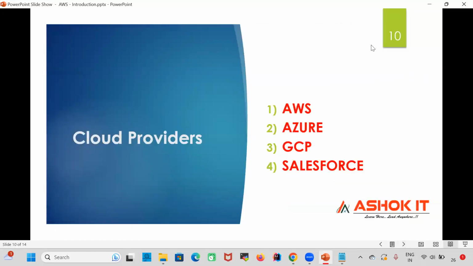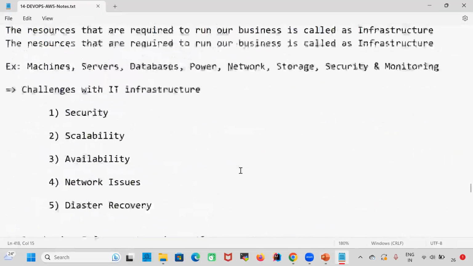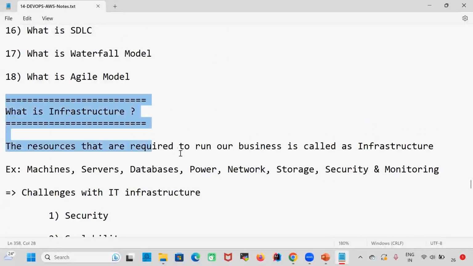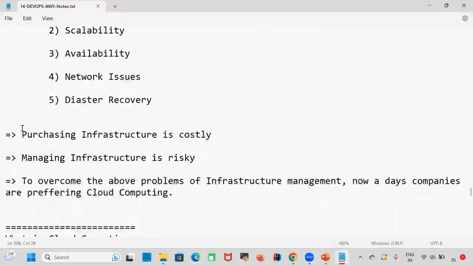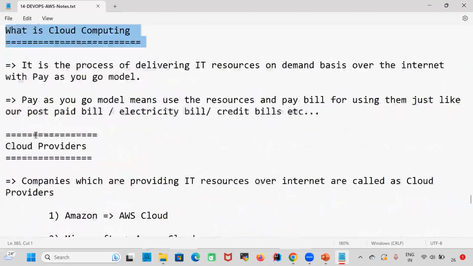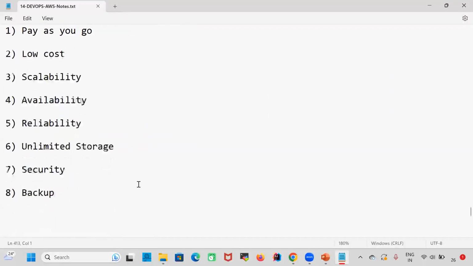So who are the cloud providers available? AWS Cloud, Azure, GCP, Salesforce, Oracle, IBM, like that. There are so many cloud providers available in the market. Guys, are you clear with my point? What am I trying to explain in today's session? We are trying to understand what infrastructure is, and what the problems with infrastructure are. What is cloud computing? Who are called cloud providers? Why do we need to go for cloud computing? What are the advantages we have?